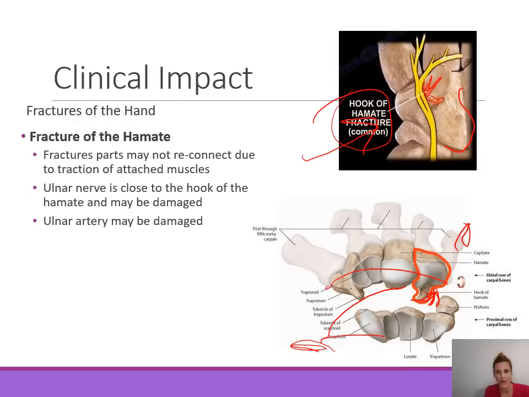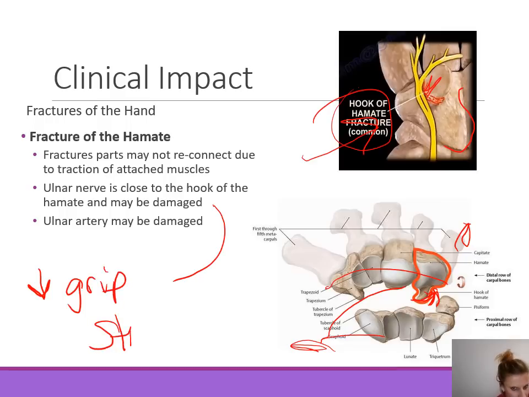This can be problematic because here you see the ulnar nerve. The ulnar nerve is in really close proximity to the hamate and especially to the hook of the hamate. So fractures in this area can damage the ulnar nerve. When the ulnar nerve is damaged, this results in decreased grip strength. So you can test the grip strength in the 2 hands and compare them. If one is markedly decreased, that's possibly because of damage to the ulnar nerve.